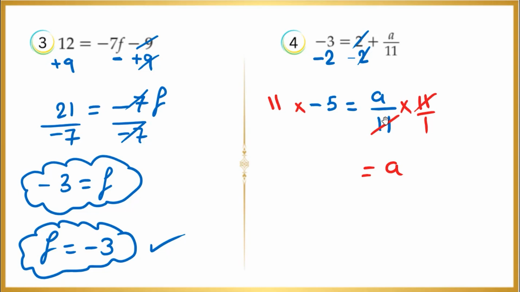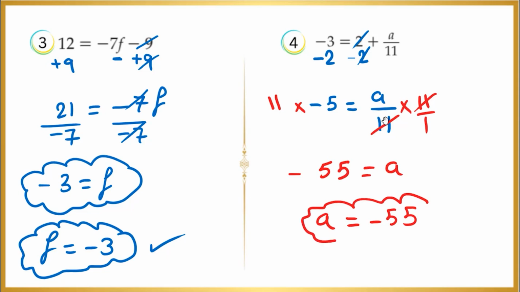On the left side, we can multiply 11 by negative 5, negative times positive is negative. 5 times 11 is 55. We finish, but we can rearrange. We start with the variable: a equals negative 55. Then the solution for this equation is a equals negative 55.